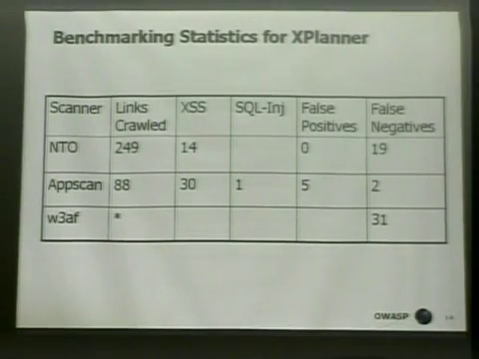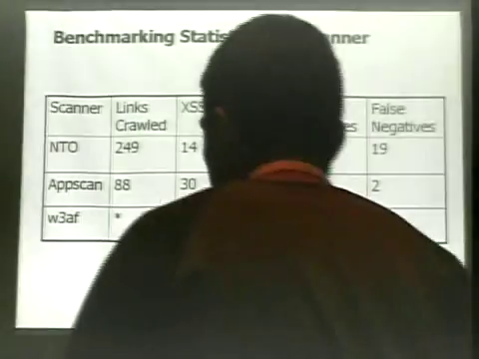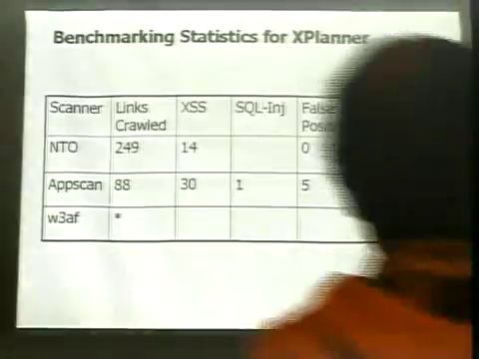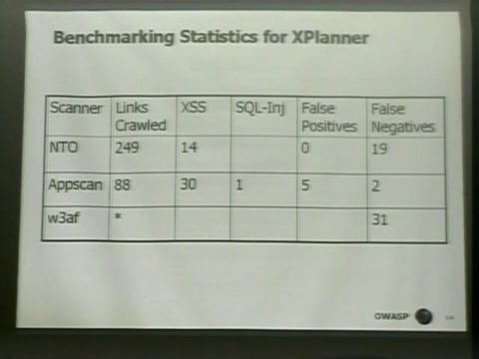Okay, so here are some of the first benchmarking statistics I have. This is for the XPlanner app, and this is a little bit about what I discovered. For NTO, 249 links crawled. Now, here's a strange thing I don't know about AppScan. This was for the last scan I did. I actually initially got more links crawled in the first test I did than the second, but the vulnerabilities found in the results were exactly the same.